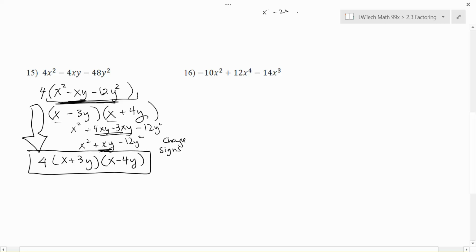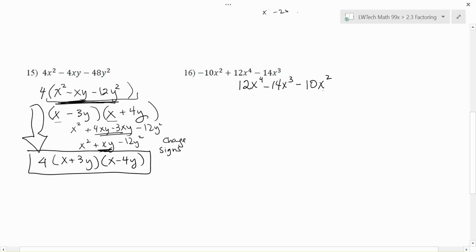Okay, our last example here has several messes that we need to worry about. First of all, notice that the term powers are all out of order. We want to make sure that we start with the highest term. So 12x to the 4th is the highest power. Then that 14x to the 3rd has the next highest power. And then our minus 10x squared is our smallest power in this expression. For this one, now that we've rearranged the terms, our leading term is positive. That's good. We need that.